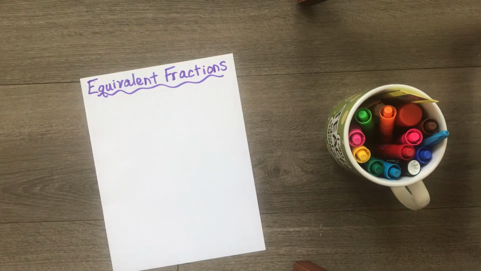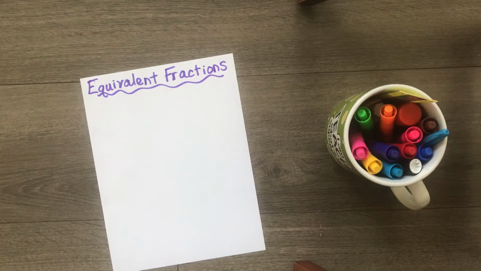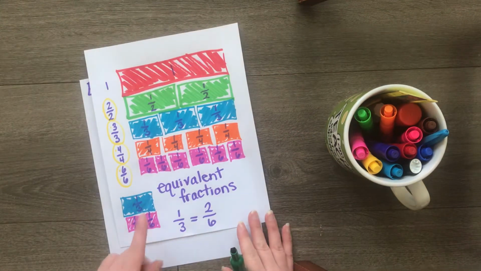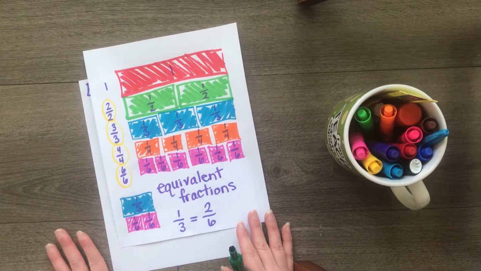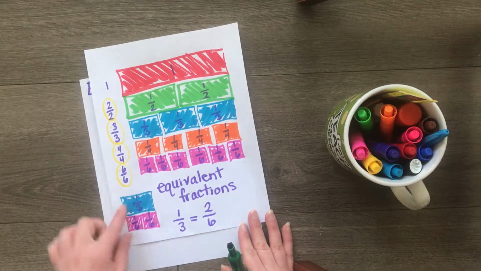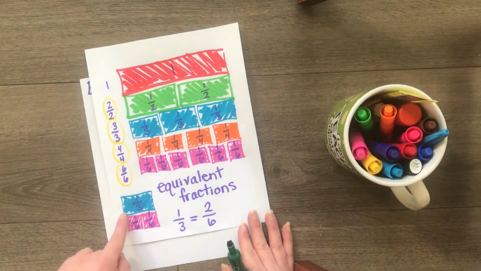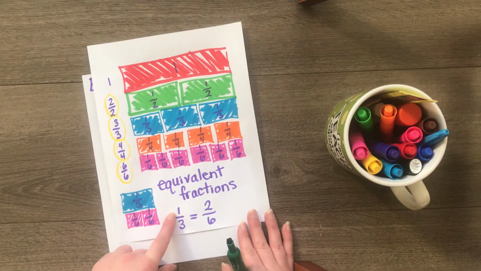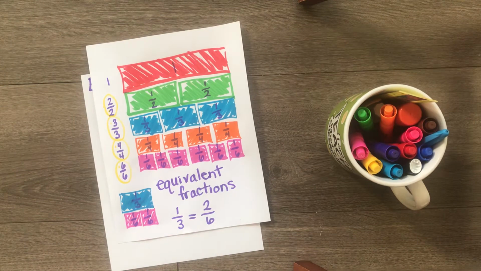Now, just as a review, we talked about, I'm going to bring back my old example here. Remember when we talked about how different pieces can actually mean the same thing? So 1/3, if I have a 1/3 piece here, it's actually the same size as 2 1/6 pieces. And we would say that by writing 1/3 is equal to 2/6.